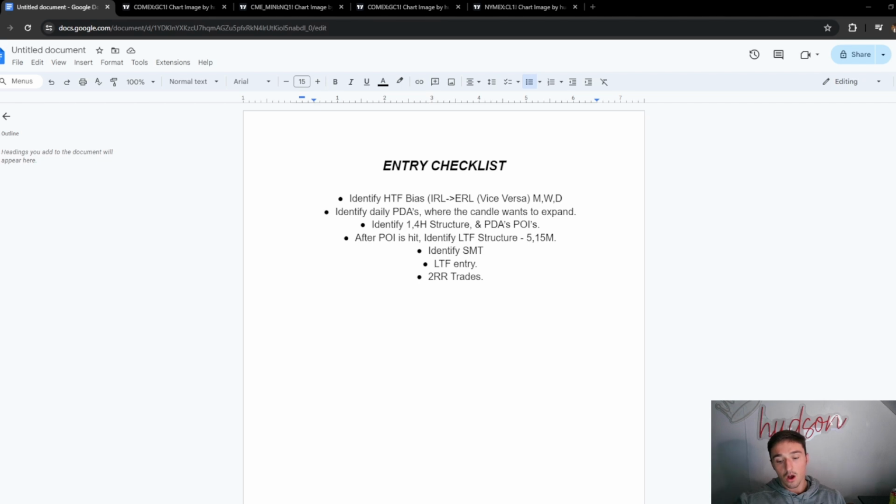And if that lines up with the daily and weekly, let's say the daily's already delivering from that bearish fair value gap, so I'm already going with the bearish bias. After that point of interest is hit, I identify the lower time frame market structure. After it is hit, identify that lower time frame market structure shift.